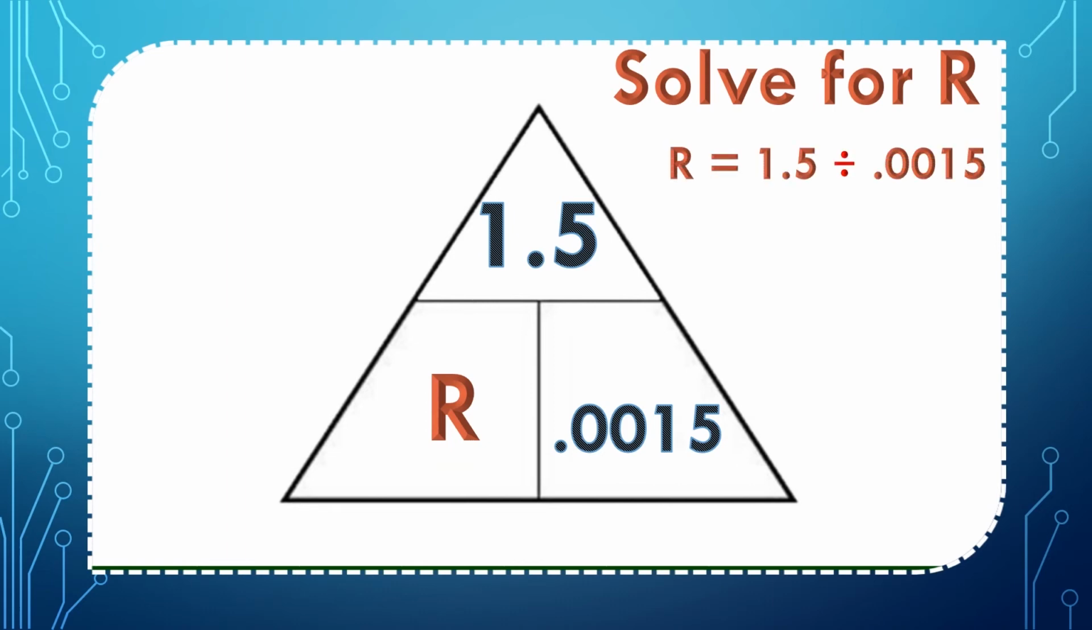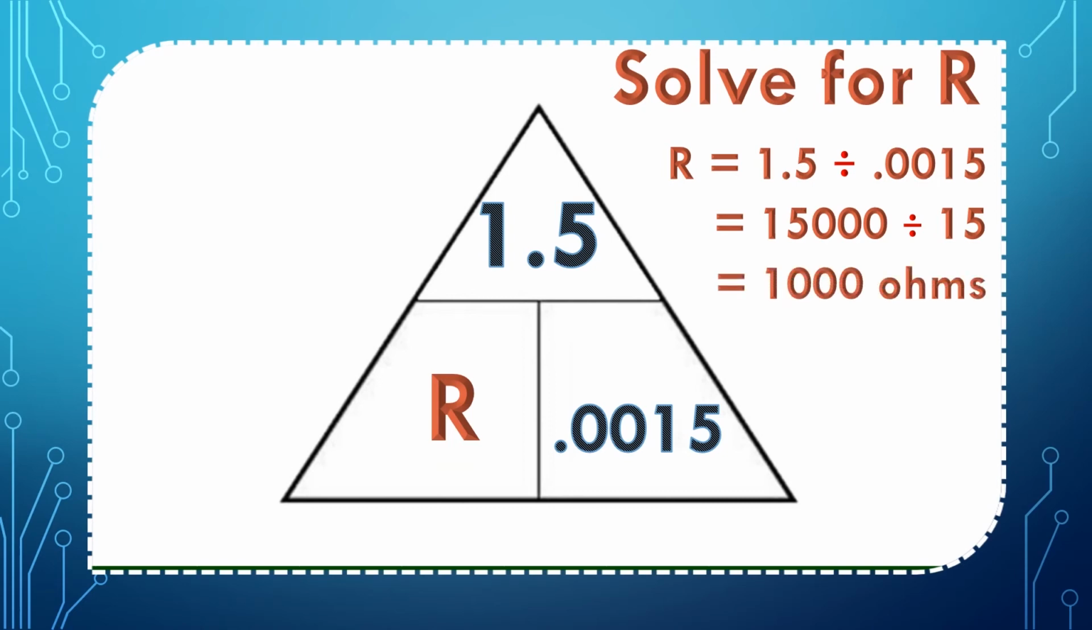Now, let's solve for the value of R. R equals 1.5 divided by 0.0015. Moving the decimal point over 4 places, we get 15,000 divided by 15. So that means R equals 1,000 ohms. See how easy that was?